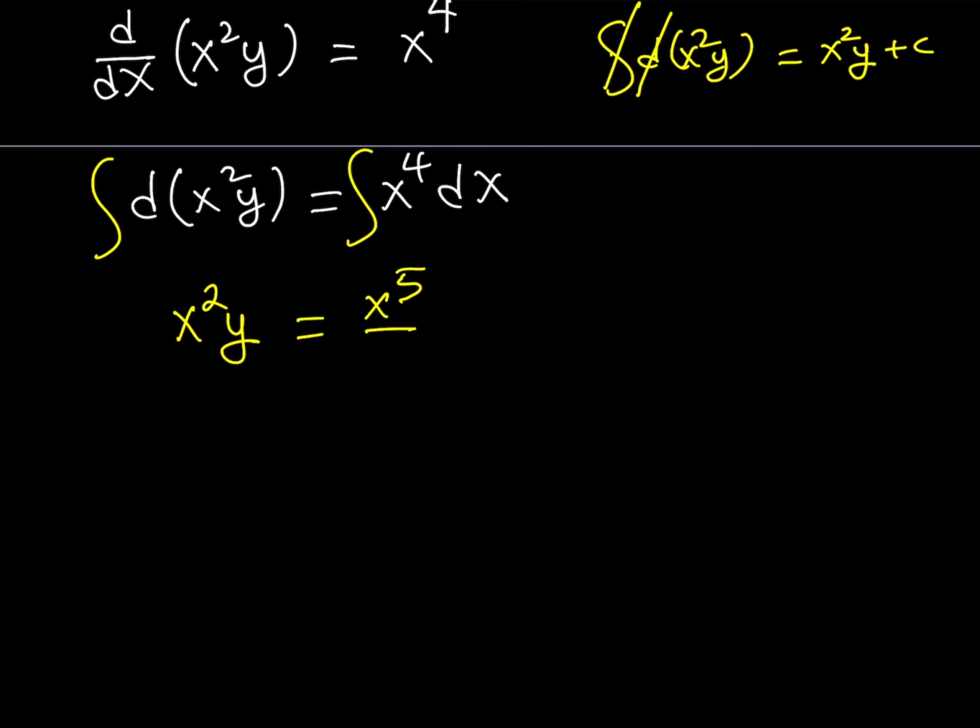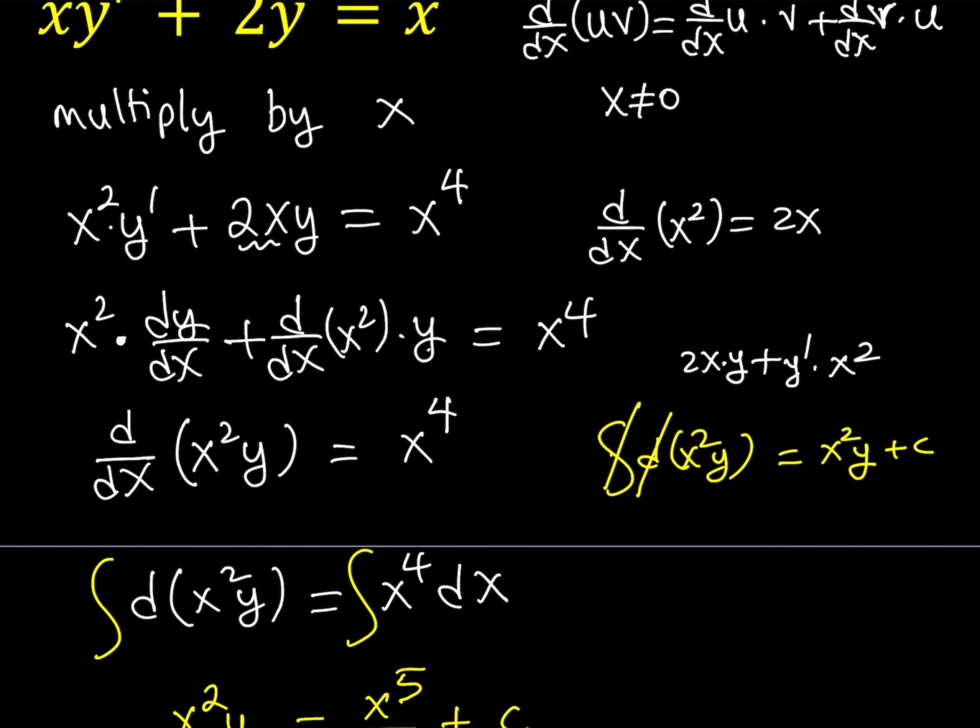So integrate x to the 4th power. That's going to give you x to the 5th divided by 5. And I'm going to add my constant c at the end. Okay. Now, our goal is to solve for y, right? So we got to be careful here.